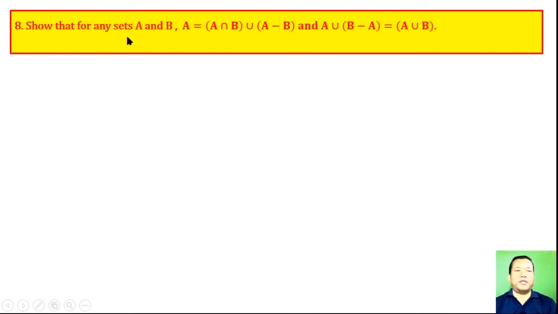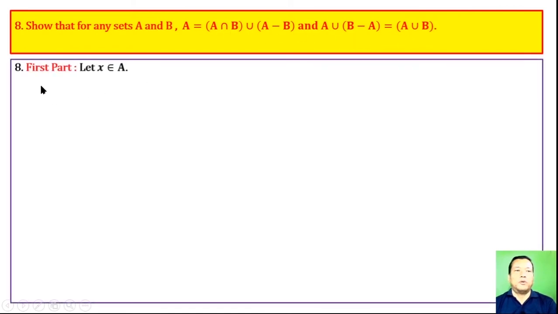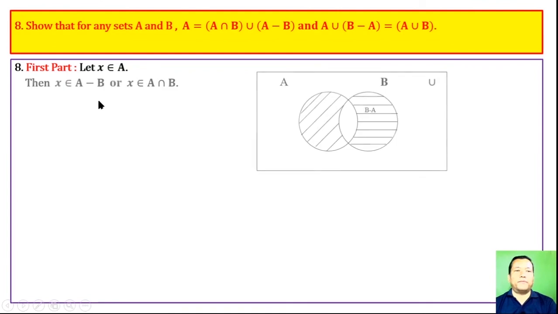Number 8. Show that for any sets A and B, A is equal to A intersection B union A minus B, and A union B minus A is equal to A union B. We have to prove these two. First part, let X belongs to A. Then X is either in A minus B, or X is in A intersection B. This implies X belongs to A intersection B union A minus B.